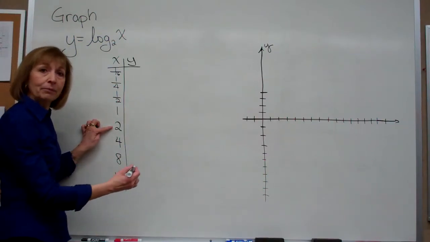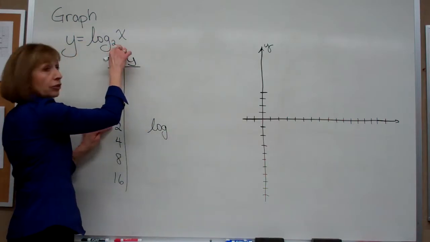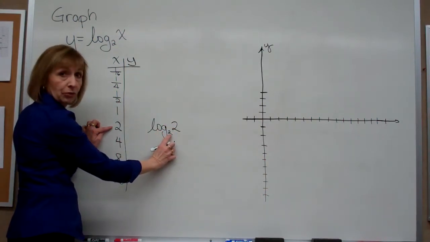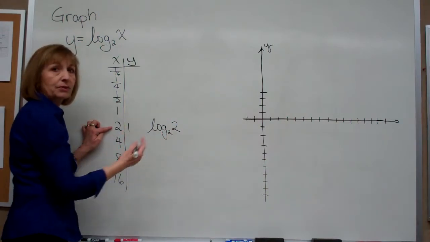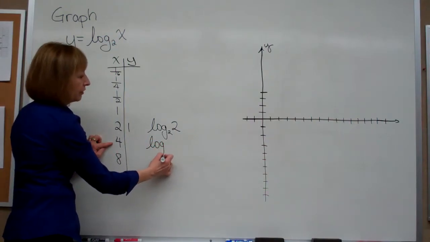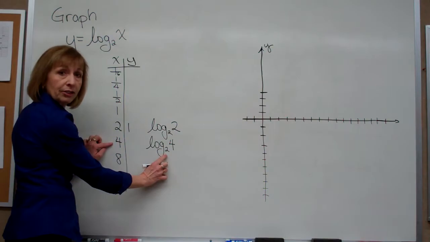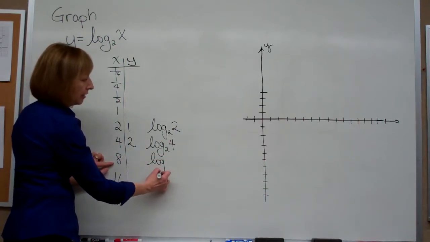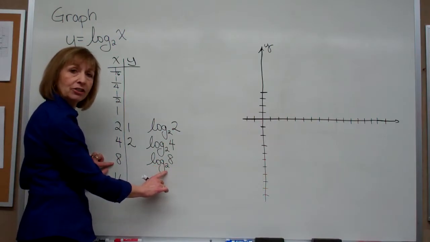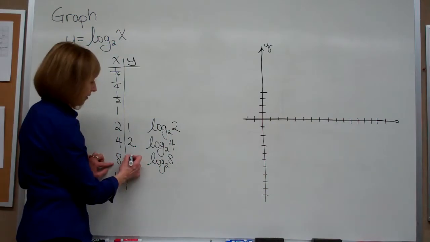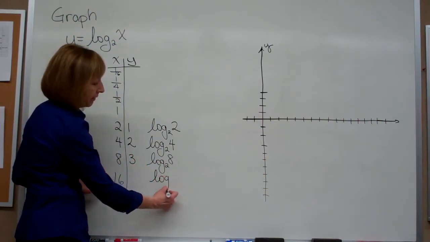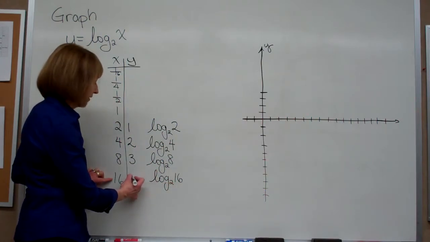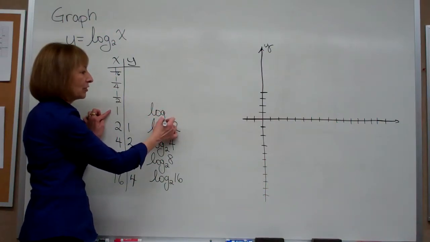So let's first look at an input of 2. Log base 2, that's the one we're graphing, of my input of 2 is: what exponent do you put on 2 to create the value of 2? Well, I put an exponent of 1. Log base 2 of 4: what exponent do you put on 2 to create 4? Well, 2 squared is how I get 4, so it's an exponent of 2. For log base 2 of 8, 2 cubed is how I get 8, so an exponent of 3. Log base 2 of 16: the exponent I put on 2 to get 16 is 4, because 2 to the 4th is 16.